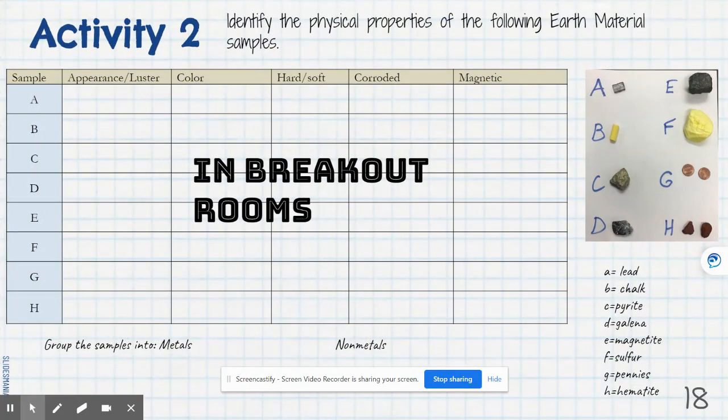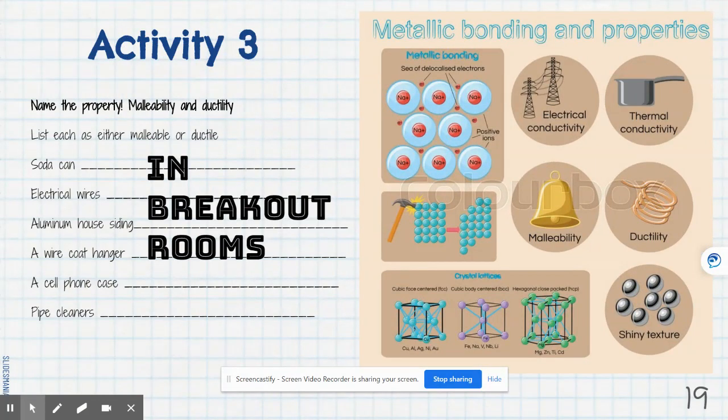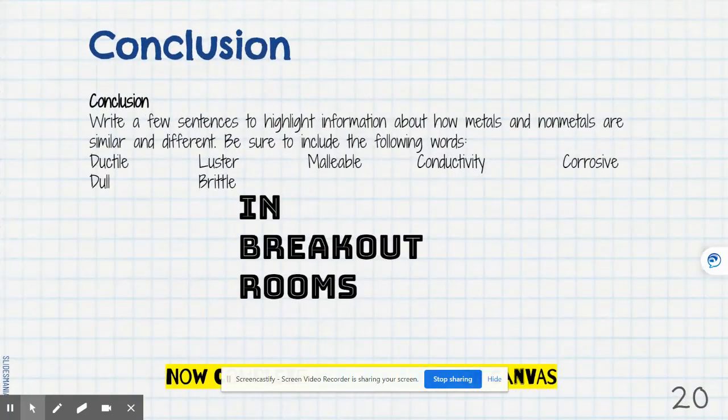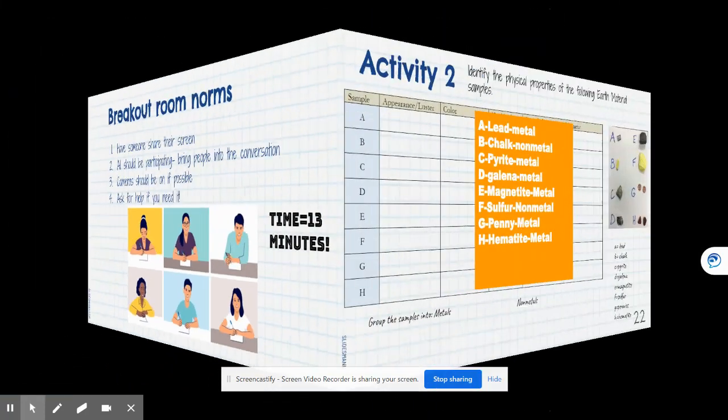Here, students will look at different objects and observe them for their physical properties: their appearance, their color, if they think they're hard or soft, if they notice them being corroded, and whether or not they're magnetic. There's only one that's magnetic. Then they have to sort them into what they think are metals and nonmetals. They'll also make sure they know the difference between something being malleable and something being ductile. And then they'll write a conclusion. They'll spend 13 minutes in breakout rooms.